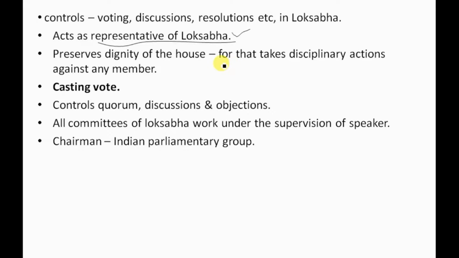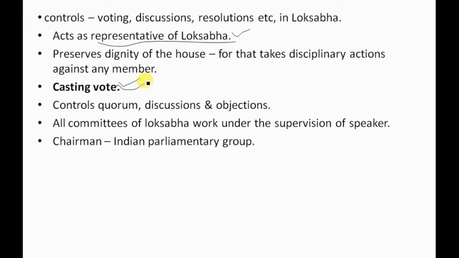Then at that particular time, what the speaker will say is to just throw those people out of this house, and they are dismissed for such and such period. That kind of order may be given by the speaker, and the marshals will push all the people out of the session. Such disciplinary actions may be taken by the speaker so as to preserve the dignity of the house. Okay. The next most important thing is casting vote.